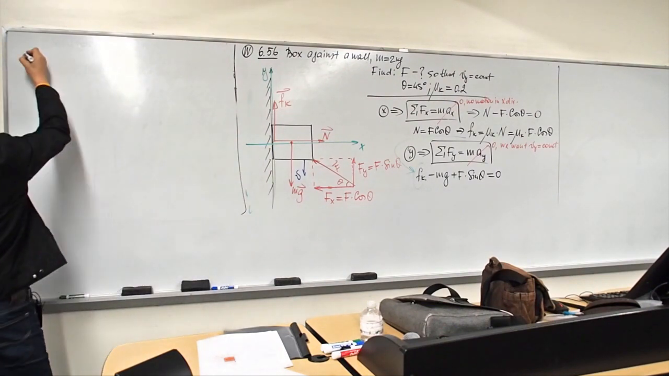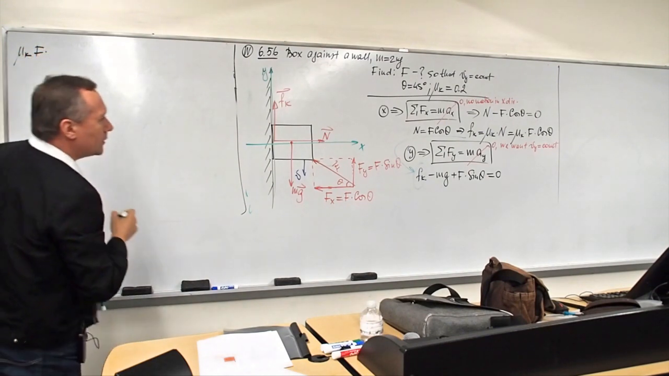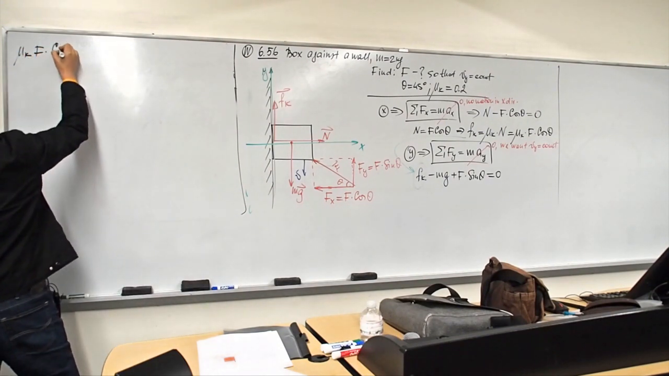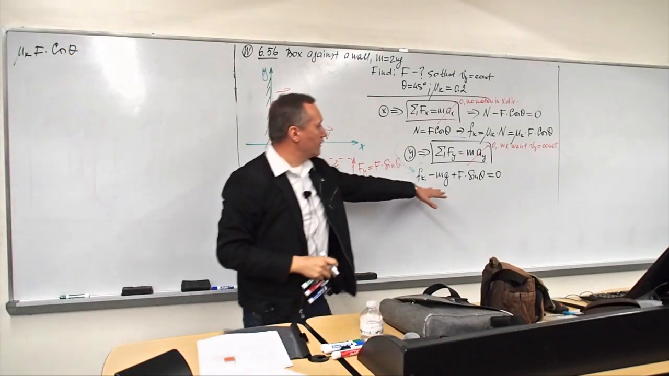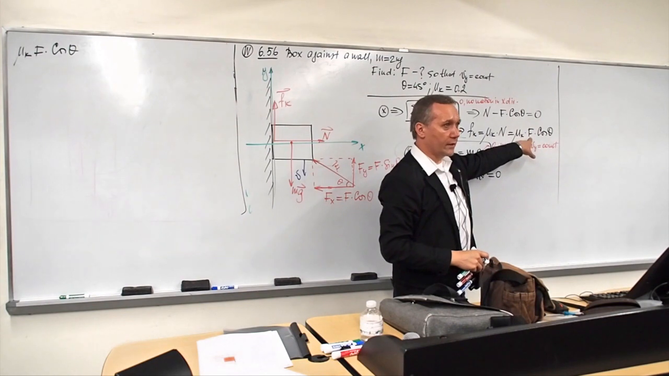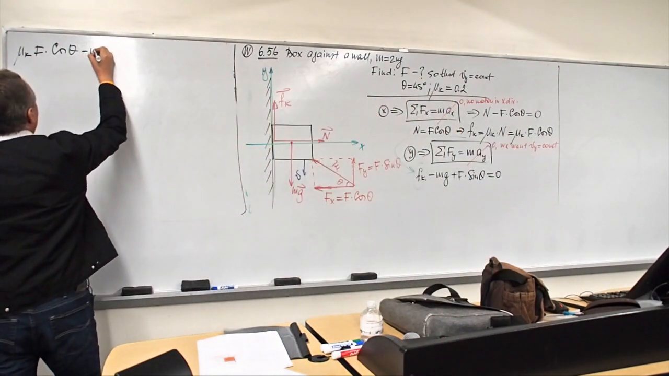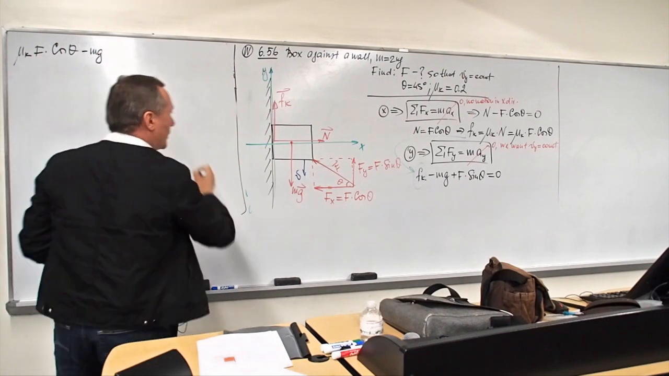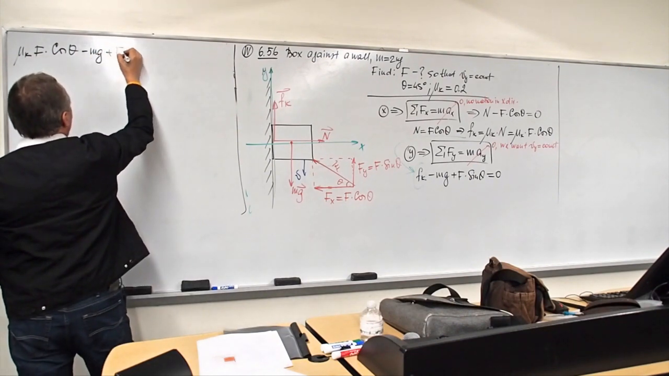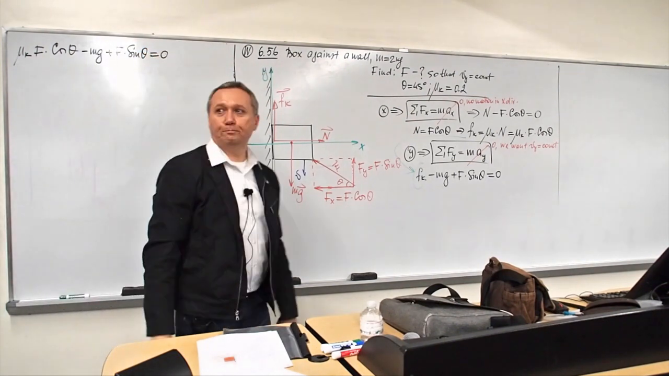So, kinetic, mu k F cosine theta. I'm just rewriting this equation with this kinetic friction force. Minus mg, then plus F sine theta equals 0. Right?